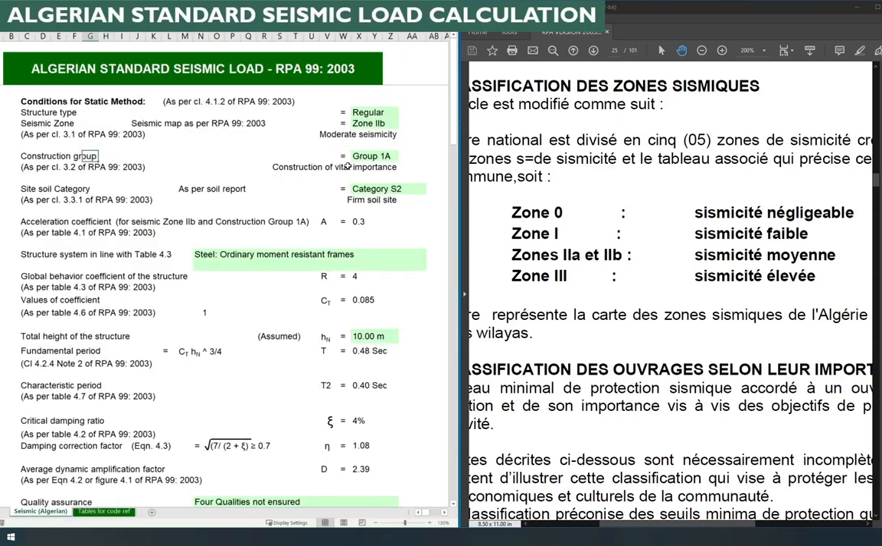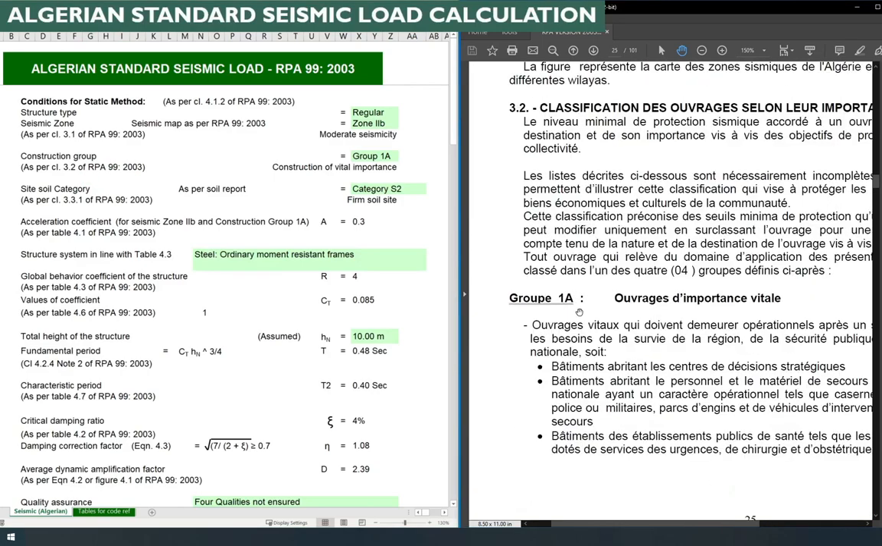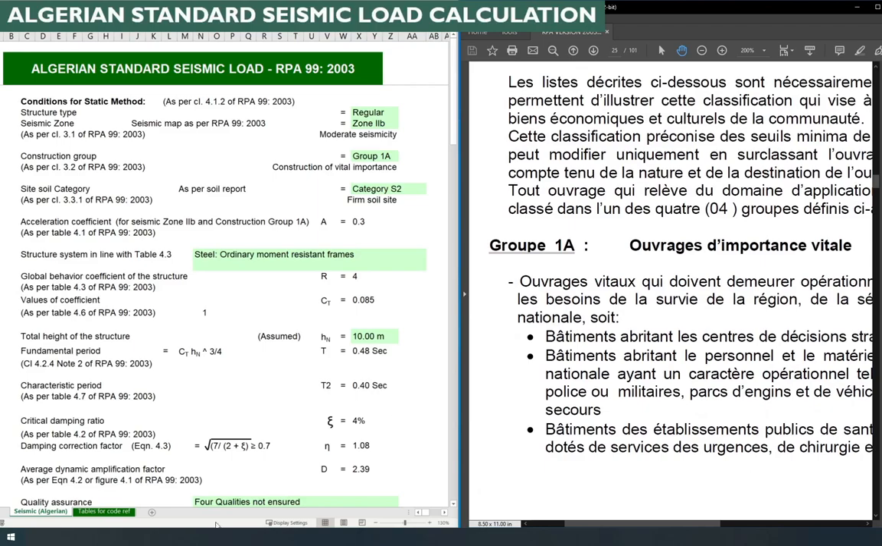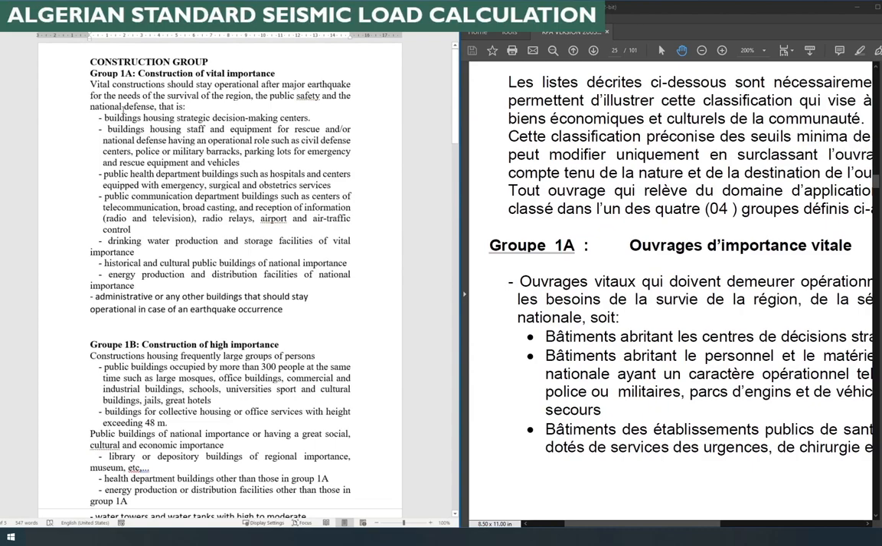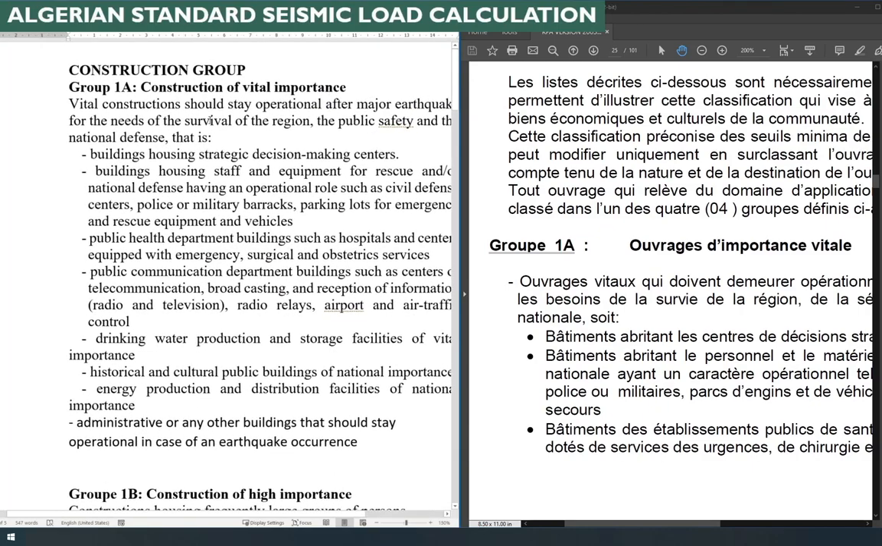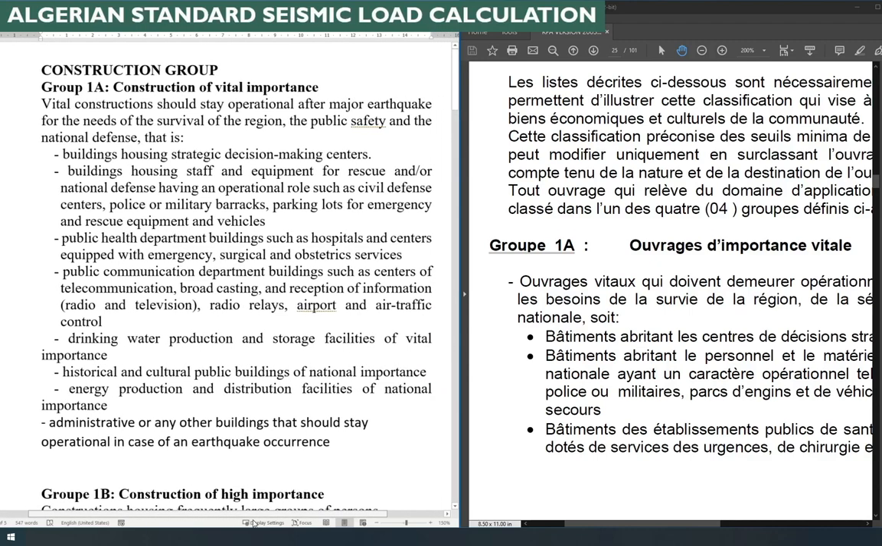The next input we require is the construction group. Let me explain the construction group as per clause 3.2 of RPA. The construction groups are mentioned below on the right hand side. Group 1A: there is a translated version you can see on the left hand side, a Word file. Group 1A means a construction of vital importance, which mainly states that even after a major earthquake, what is needed for the survival of the region, public safety and national defense should continue to exist.